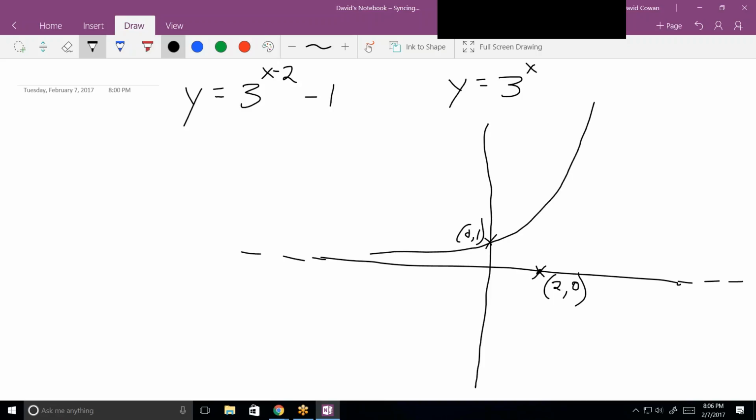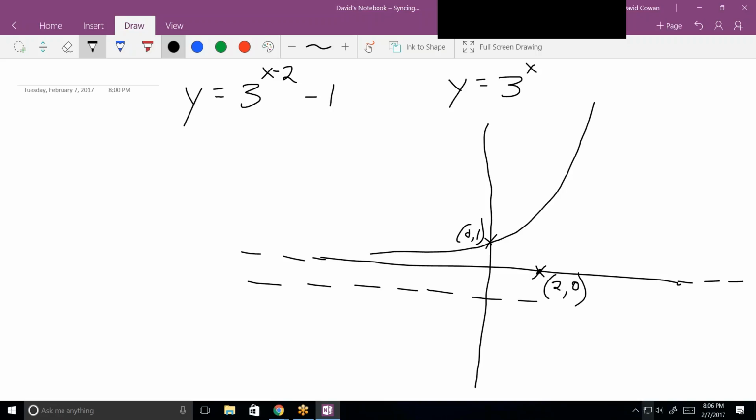More importantly, what happens to my horizontal asymptote? Will that be shifted down too? Down 1. Because it's a vertical move. It's only being shifted down 1.